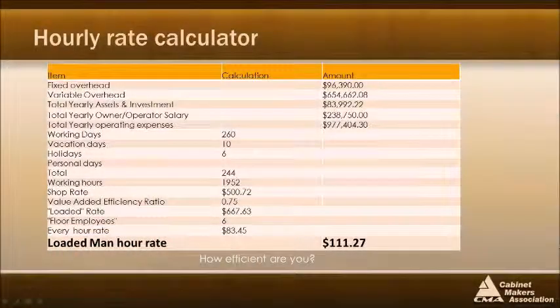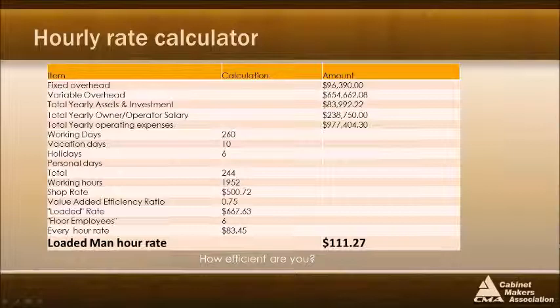Okay, so now we're on to the hourly rate calculator. We figured out what our fixed overhead is. We figured out what our variable cost is. We figured out the money we need to get back for investing in the company. And we also figured out what the minimum salary requirements are as an owner-operator, an employee of your company here. So you'll see the tally of all those numbers on here. In your sheet, you will have your own numbers, whatever they may be.